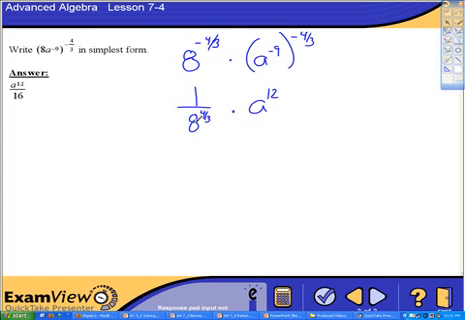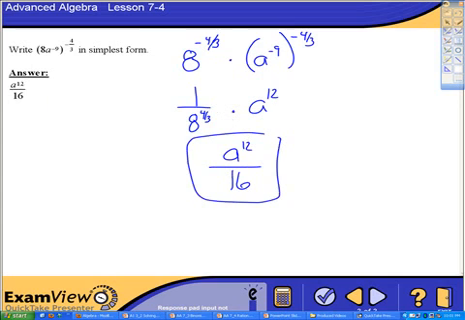Let's see where the 16 comes from. The cube root of 8 is 2, and 2 to the 4th is 16, so there's our 16 on the bottom. Remember, the cube root of 8 is 2, 2 to the 4th is 16, and then our a to the 12th would be on the top after we multiplied it together. So hopefully you got that.